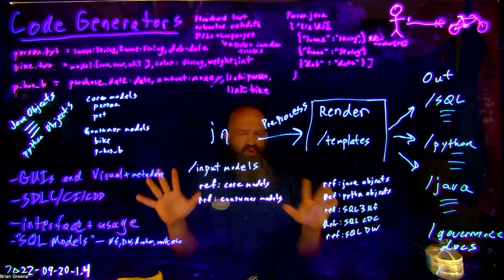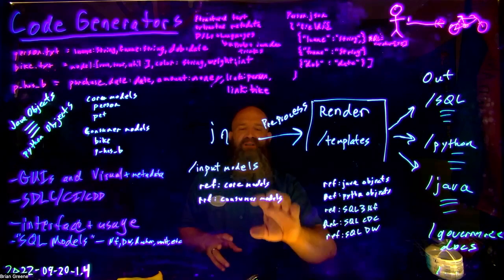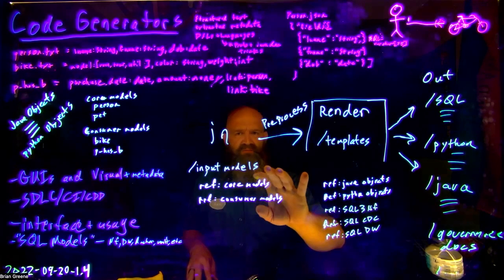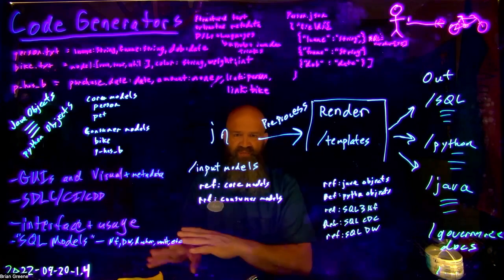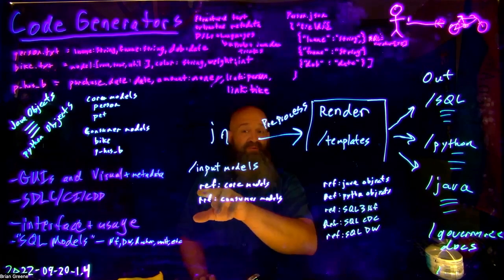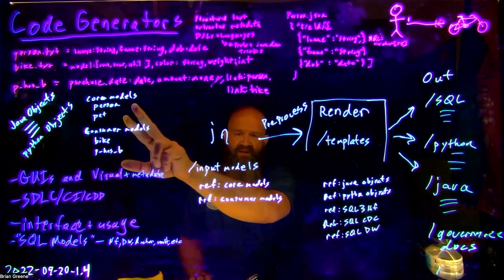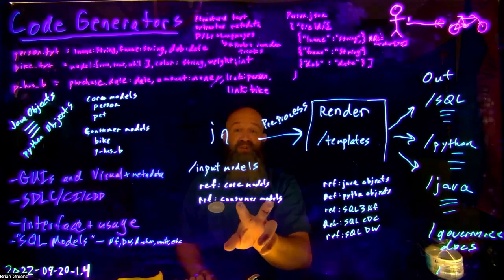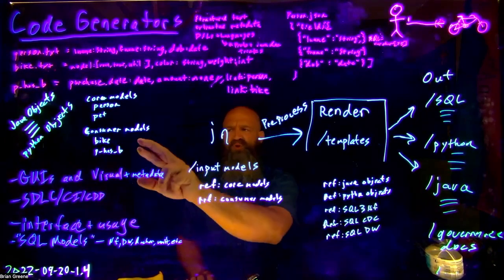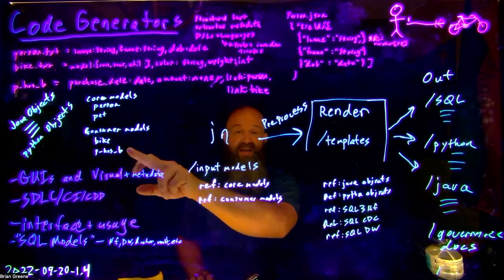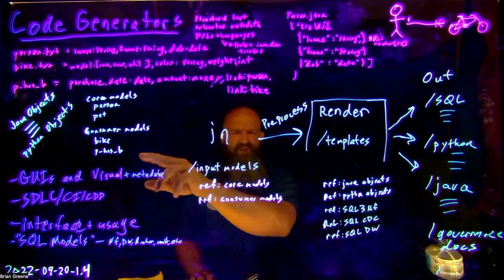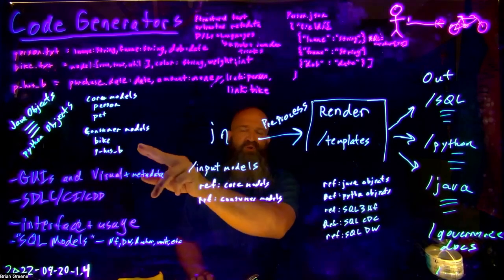I kind of redid the drawing here a little bit. The input models now, let's assume that we're doing lots of external modeling. So the input models now are references. We're going to reference core models, person and pet, and then we're also going to reference the consumer models. The consumer models are bike and person has bike, right? So we're going to track the relationship about ownership under the consumer ecosystem.